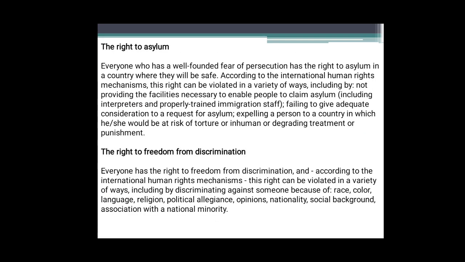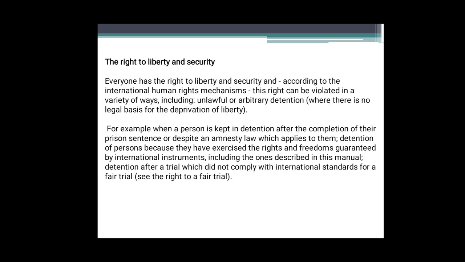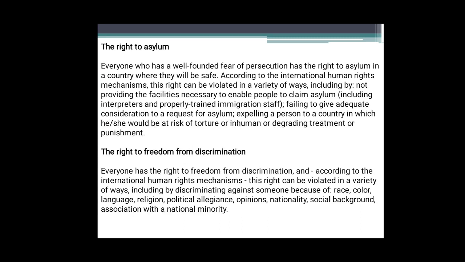The right to asylum. So in this right, according to international human rights, violations include not providing the facilities necessary to enable people to claim asylum, including interpreters and properly trained immigration staff, failing to give adequate consideration to a request for asylum, and expelling a person to a country in which he or she would be at risk of torture or inhuman or degrading treatment or punishment.